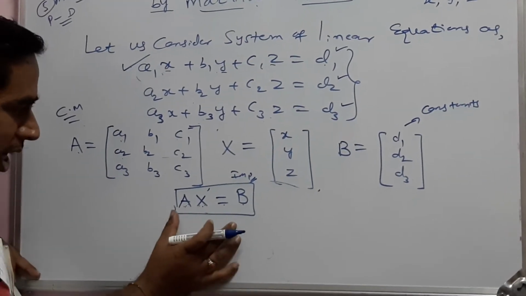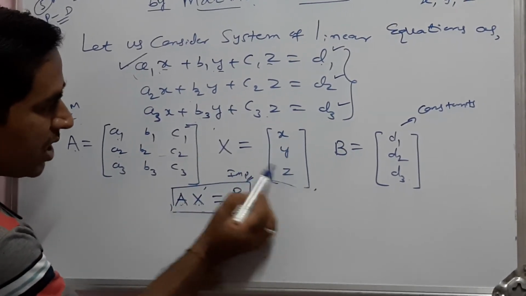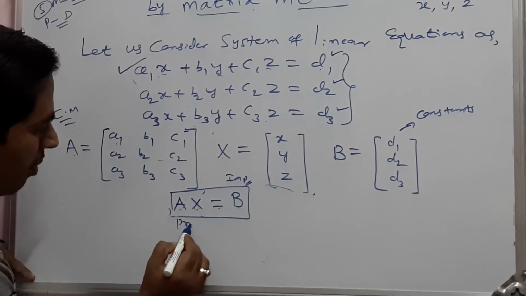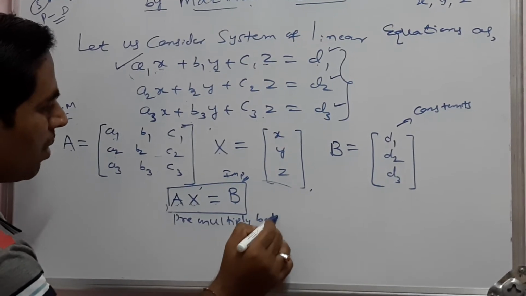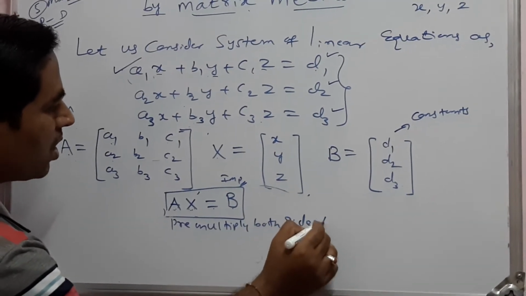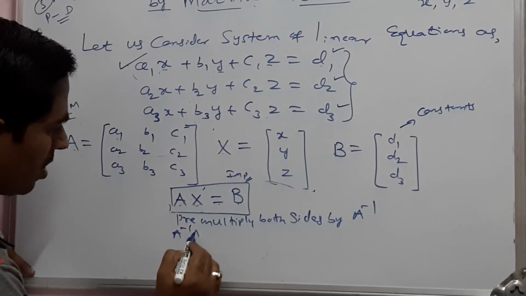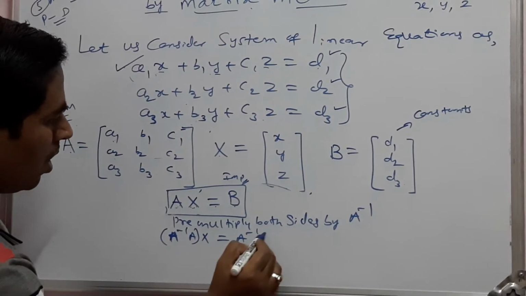See, what happens if I solve this equation? AX is equal to B. Where are the unknowns here? X, Y, Z. They are in the X. I have to solve for X. So what happens if I pre-multiply both sides by A inverse? Then A inverse A X is equal to A inverse B.